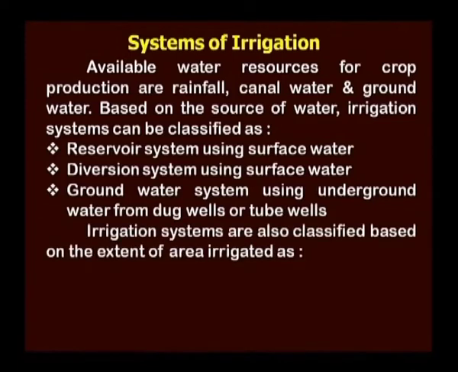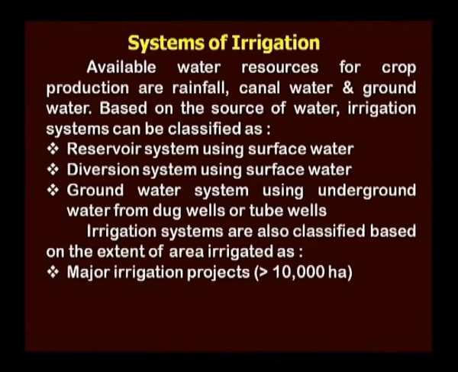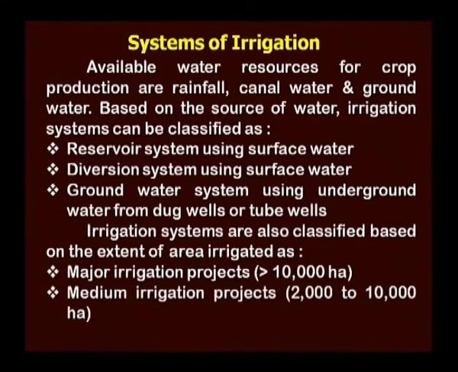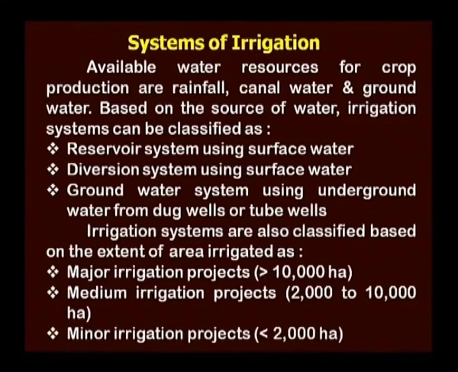Irrigation systems are also classified based on the extent of area irrigated as major irrigation projects having the irrigated area more than 10,000 hectares, medium irrigation projects having the irrigated area 2000 to 10,000 hectares and minor irrigation projects having the area less than 2000 hectares.